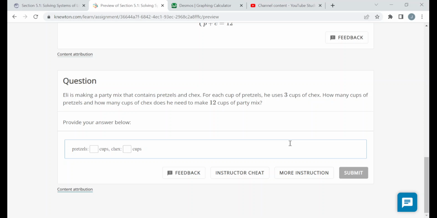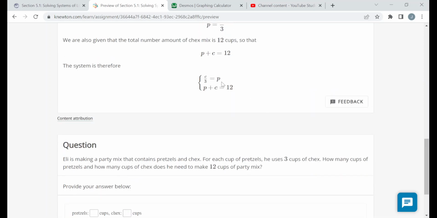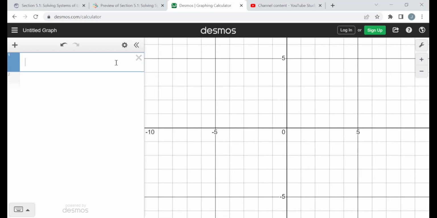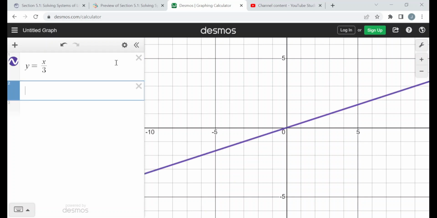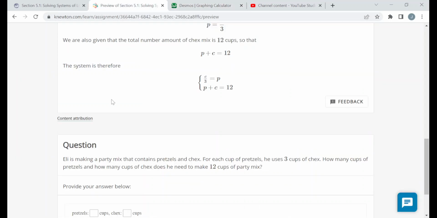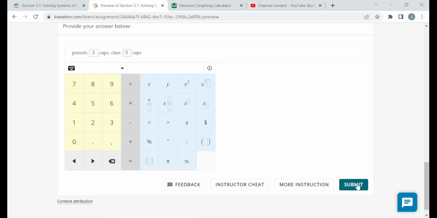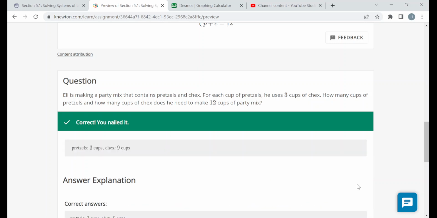9 and 3. So again, if you want to graph these, say P is Y and C is X. Y equals X divided by 3, and then Y plus X equals 12. Let me graph that here. And you see they meet at 9, 3. X is 9, Y is 3. And remember, X was the number of Chex, Y was the number of pretzels. So 9 Chex, 3 pretzel cups. So 3 pretzel cups, 9 Chex cups. All right. Great.